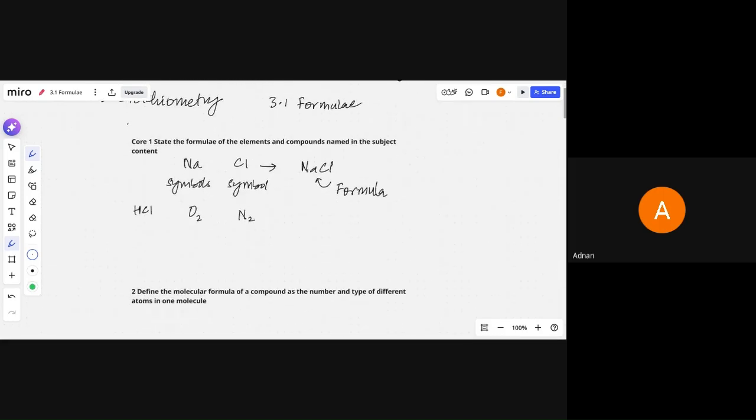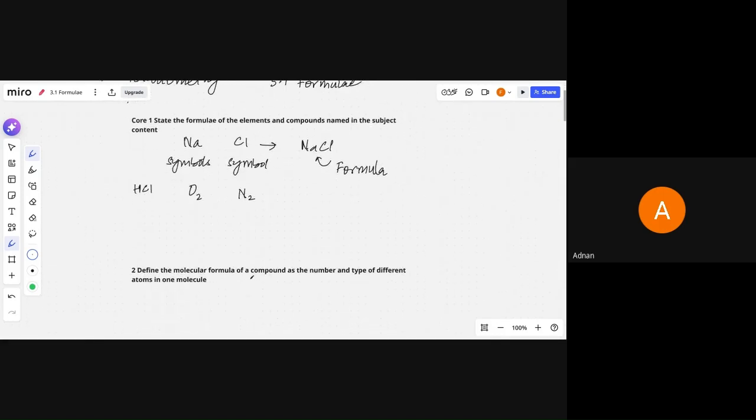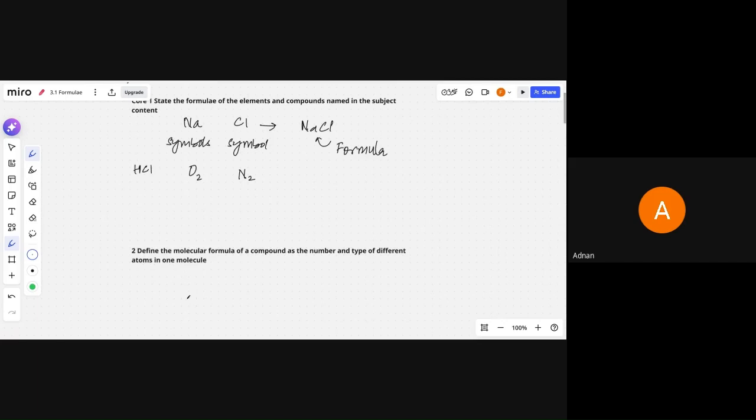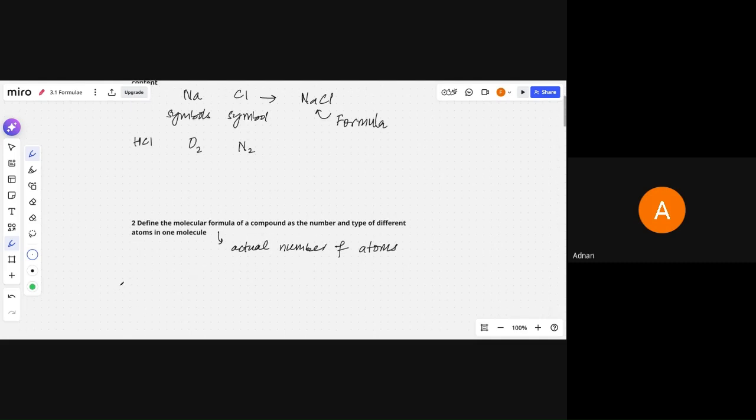So the next topic is: define the molecular formula for a compound as the number and type of different atoms in one molecule. So how do you define a molecular formula? A molecular formula contains the actual number of atoms. We have two types of formulas, empirical formula and molecular formula, although empirical formula is not included for the core students. But I have to explain it here so that you can understand molecular formula in a better way.